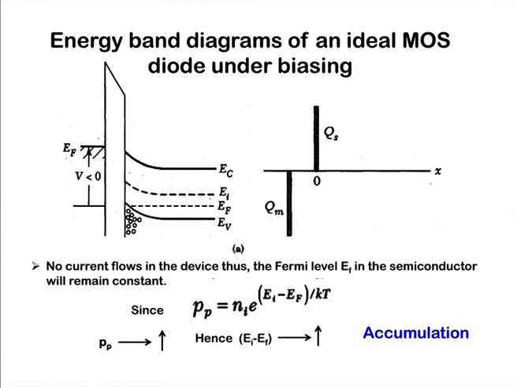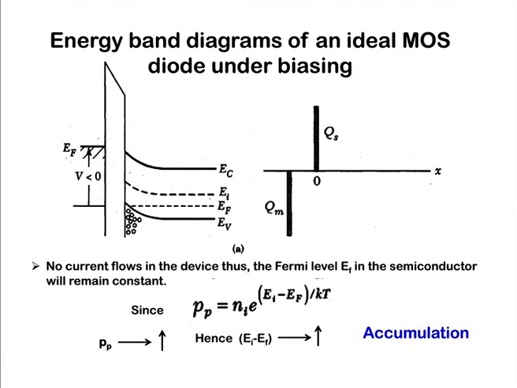So, now if we will increase the hole concentration, from this equation we can see the difference between Ei minus Ef will increase, and for ideal MOS we have assumed that there is no carrier flow from metal to semiconductor, from semiconductor to metal. That means our Fermi level in semiconductor will be constant, this will not change. If Fermi level will not change, that means difference between Ei and Ef will increase. So, here Ei will move in this case towards up.